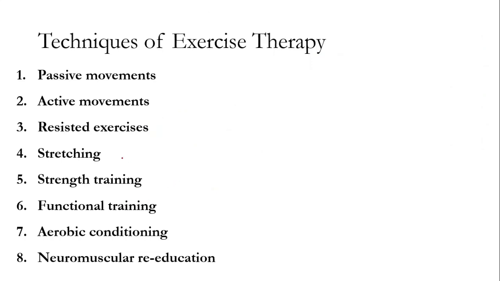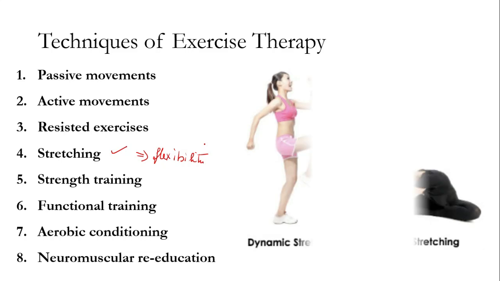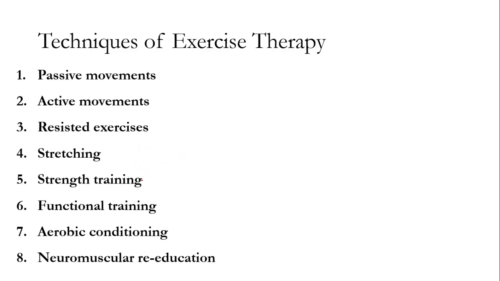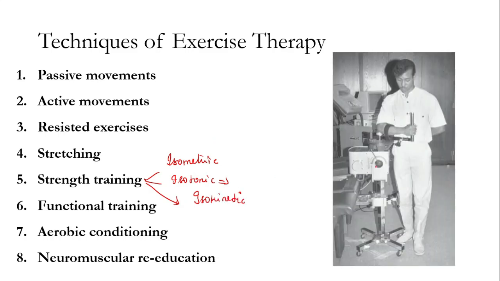And our next technique is stretching. Stretching in the sense you are going to improve the flexibility, right? It can be either dynamic stretching or static stretching. And next one is strength training. Strength training can be isometric, which means no movement is produced, only tension is produced actually. And then isotonic, where movement against resistance is given, or it can be isokinetic, where machine-controlled speed is given. Here you can see it is an isokinetic type of strength training.